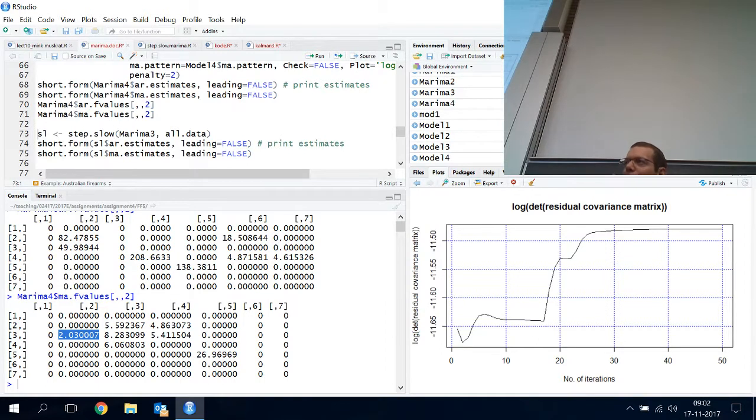So if you use the 5% level, you should use 3.84 as your border as a penalty parameter. But if you use 2, that is the AIC, then in this case you would have one more parameter in the model. So it's not a huge difference.